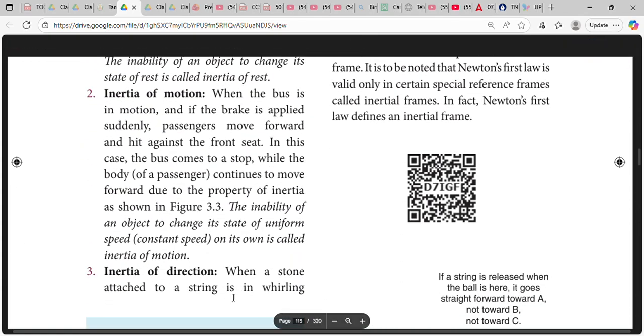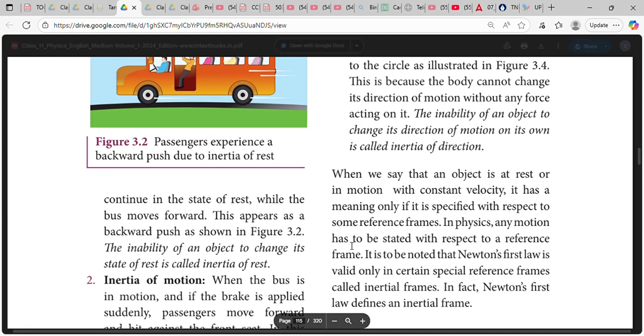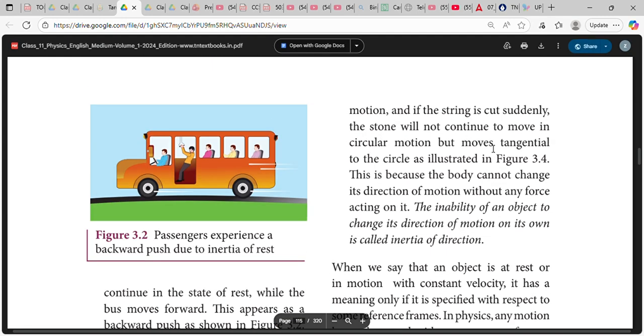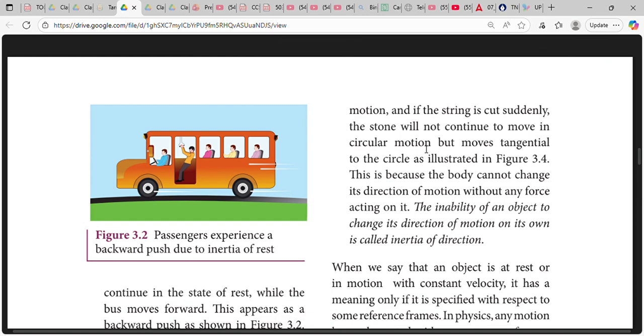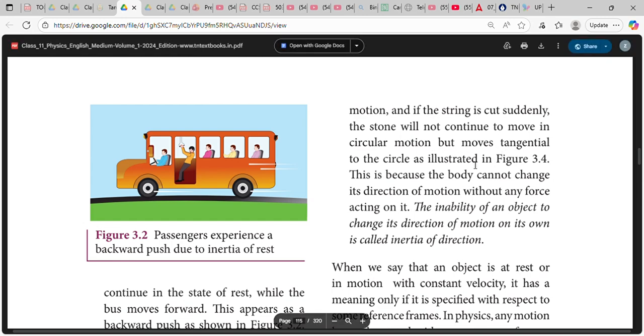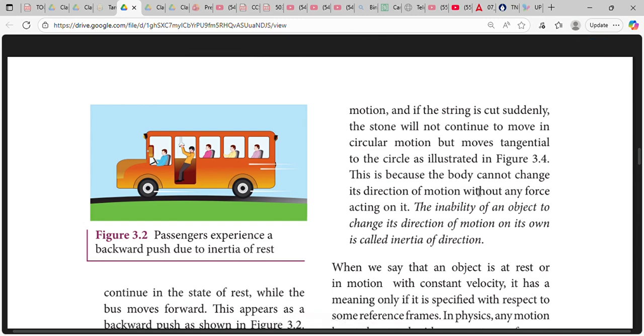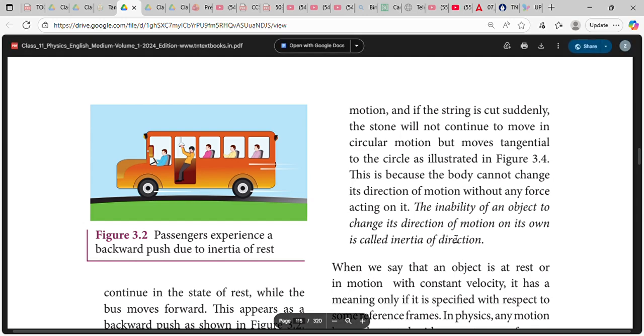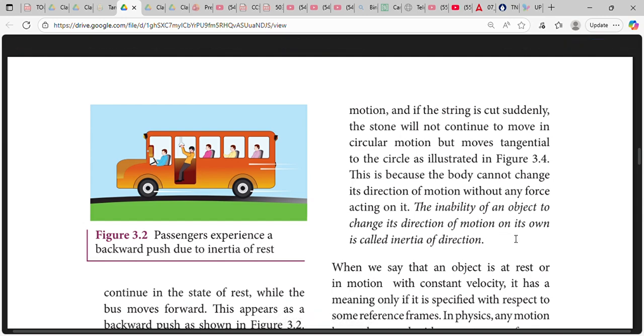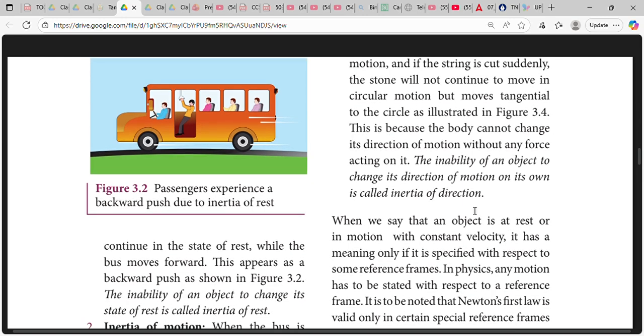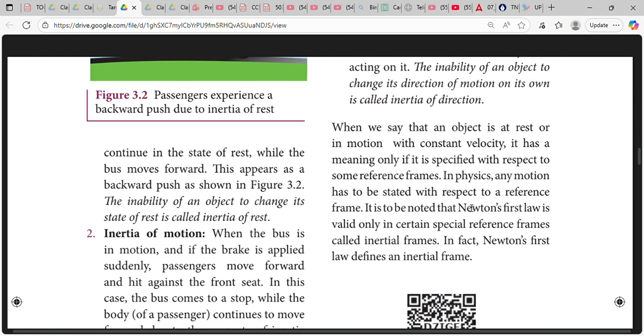Inertia of direction: when a stone attached to a string is in whirling motion and the string is cut suddenly, the stone will not continue to move in the circular motion but moves tangential to the circle. This is because a body cannot change its motion without any force acting on it. The inability of the object to change its direction of motion on its own is called inertia of direction.